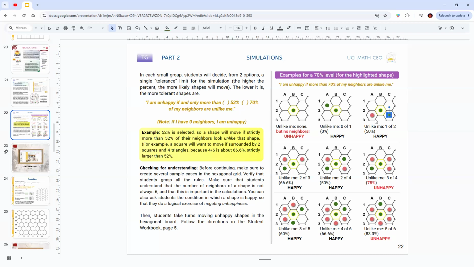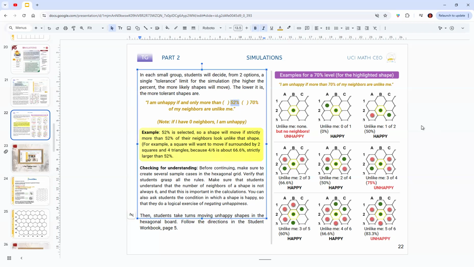Here I have 2 neighbors. We are in a 50% situation. I'm quite happy because this doesn't go past the 70%. So I'm pretty tolerant, and I can live with 1 neighbor of red, 1 neighbor of green. Same would happen in the 52%. Notice just barely, right? So it's almost borderline, but it would also be happy in the 52%.